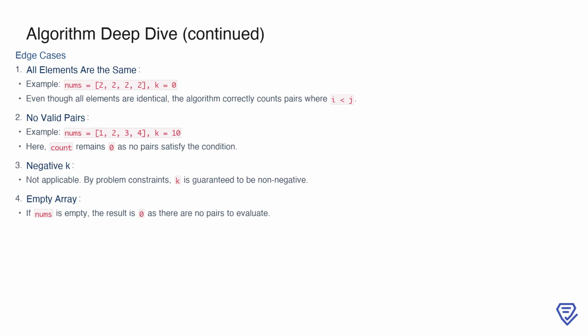For example, if all elements in the array are the same and k is 0, the algorithm should correctly count the pairs that meet the criteria. On the other hand, if no pairs satisfy the condition, such as when k is too large, the count should remain 0. Another edge case to consider is an empty array, where the result should obviously be 0 since there are no elements to form pairs. Finally, the problem guarantees that k is non-negative, so we do not need to handle negative values of k. By accounting for these scenarios, we ensure the algorithm behaves correctly under all valid inputs.